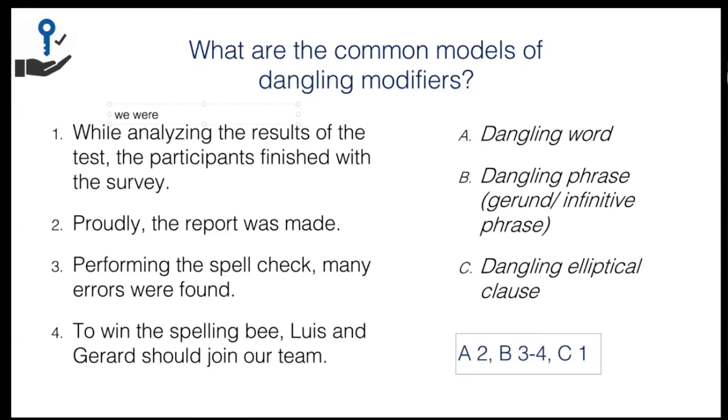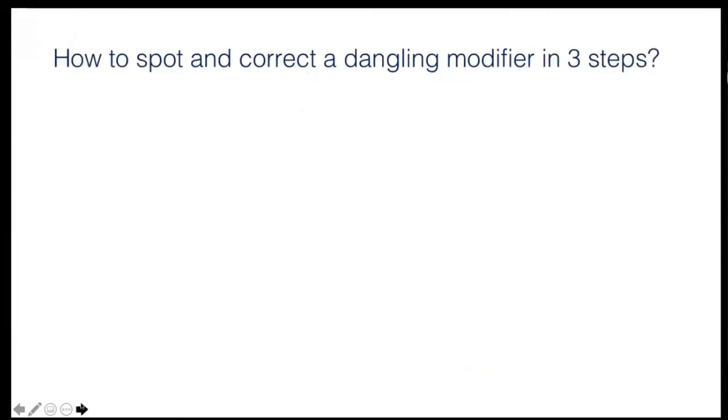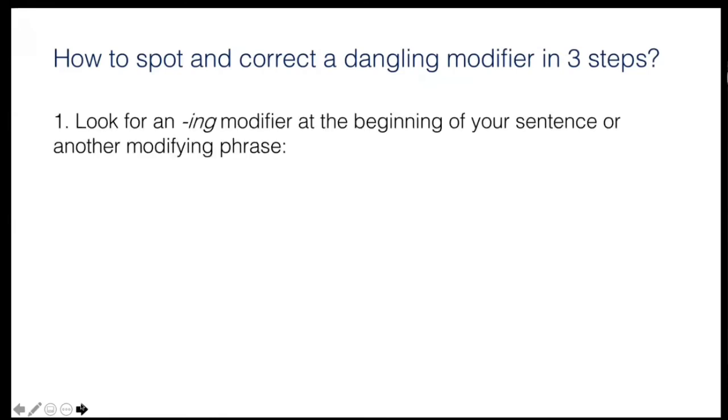Okay? So you see that dangling modifiers have different forms and shapes. But now let's talk about what to do with that. How to spot and correct a dangling modifier. 3 steps. First, I'll show with ing. The example could be different, but ing is classical. You're looking for this ing modifier at the beginning of the sentence.